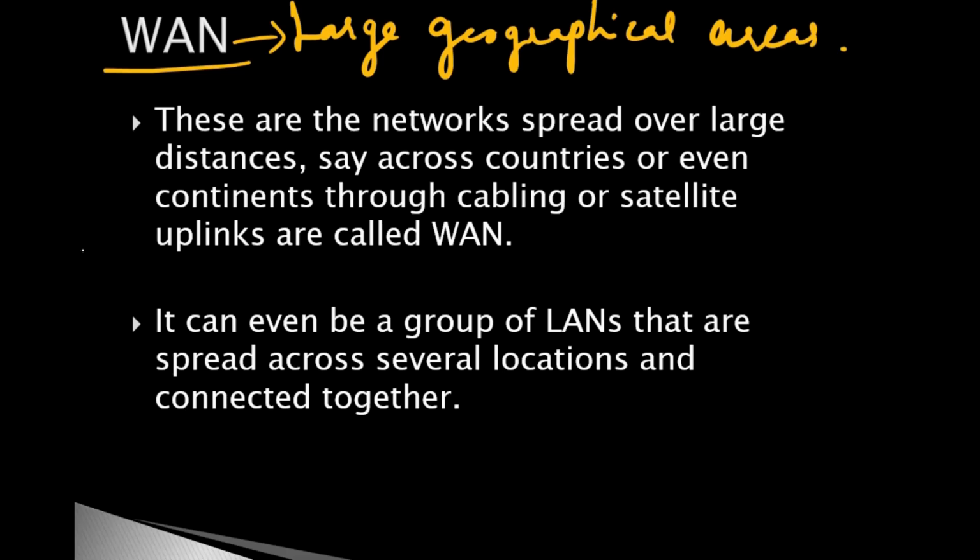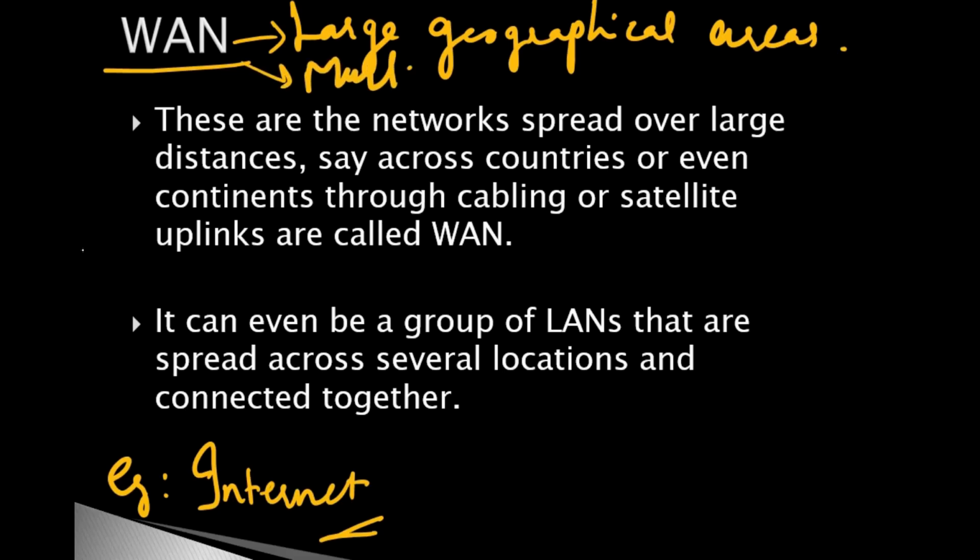The internet is the biggest example of WAN. If you are asked what the biggest example of WAN is, that is your internet. So what is the internet made of? Multiple LANs. This WAN is made with multiple LANs. So let us read this.